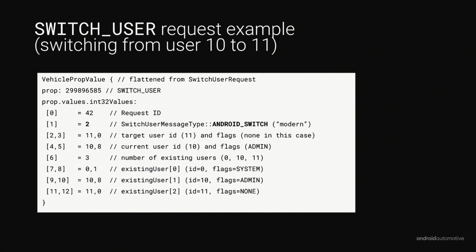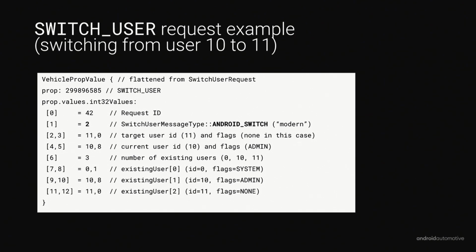So let's take a look at the objects or the properties or the calls that are made from car service to user HAL and vice versa. So for the request, the switch user, there's going to be a switch user request, and we need to flatten that on a vehicle property value again. So the first value is going to be the request ID. Then we're going to tell what type of workflow is going on.